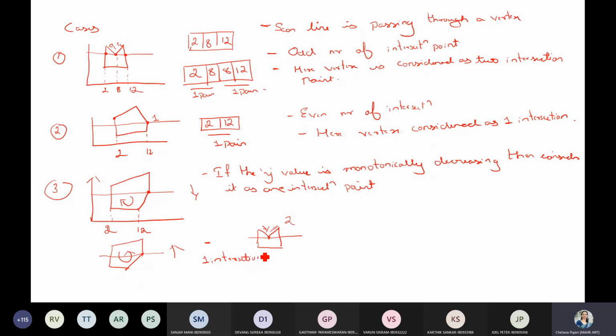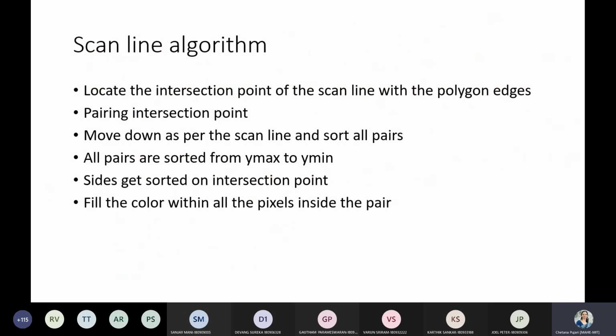So whatever you're comfortable with, go with that, just make sure the answer remains the same. Either you go with the clockwise or anti-clockwise method, or you find a point and see where the edge lies and accordingly make the decision. Okay, so keep this in mind. Based on this, let's see the scan line algorithm.